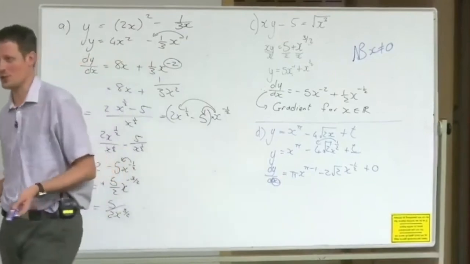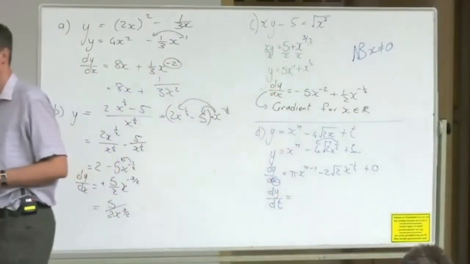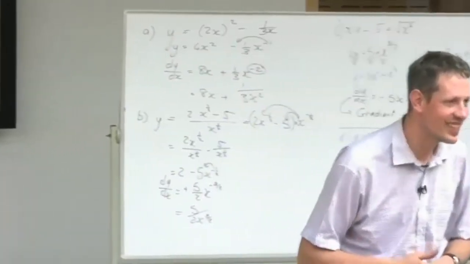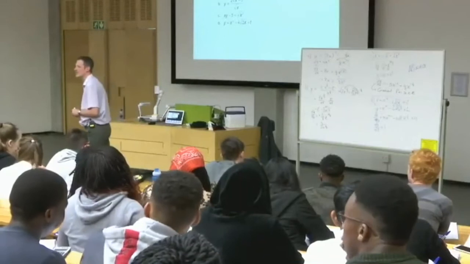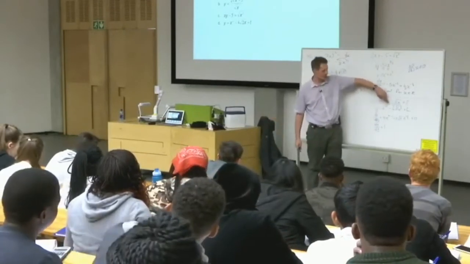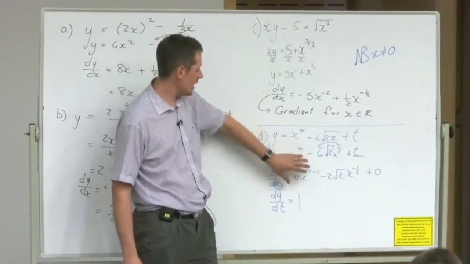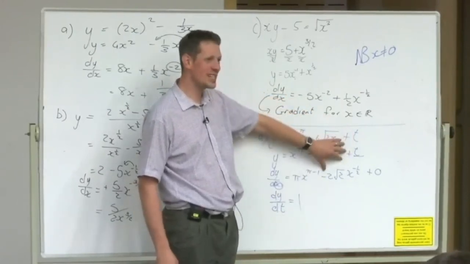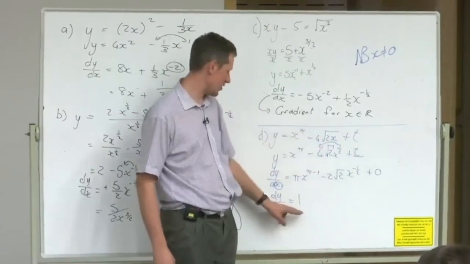I want to ask you guys the question. What is the value of dy over dt? 1. Why is dy over dt 1? Because now x is a constant, so that whole thing is a constant. If I differentiate it, it becomes 0. If that is a constant, this whole thing is a constant, and if I differentiate it, it becomes 0. So I'm actually only left with differentiating this with respect to t, and it's just 1.